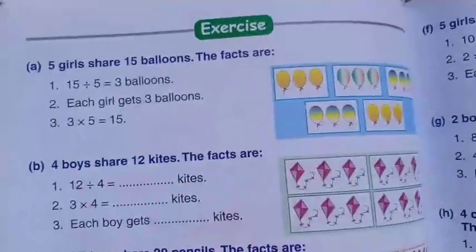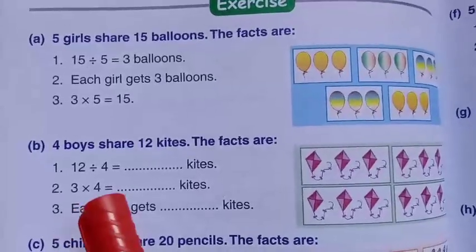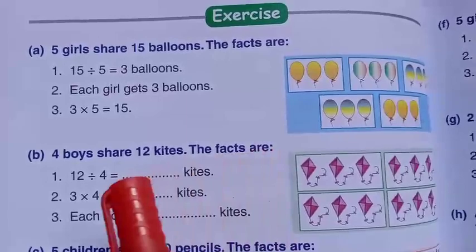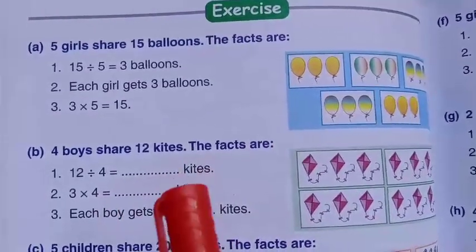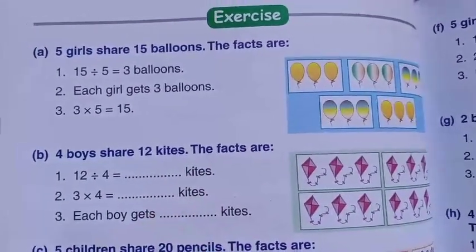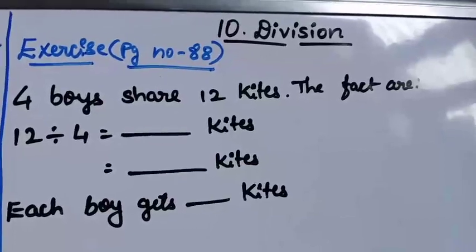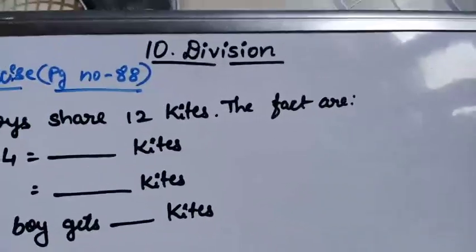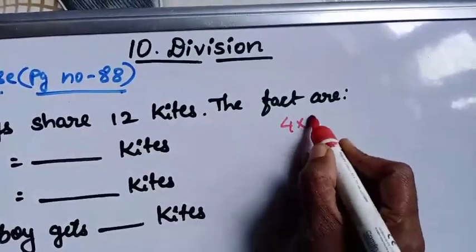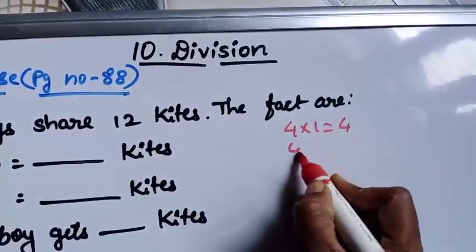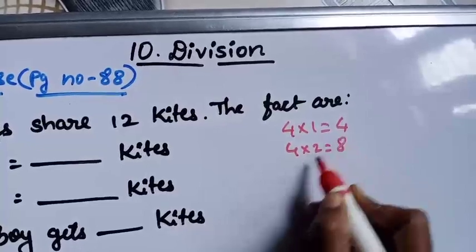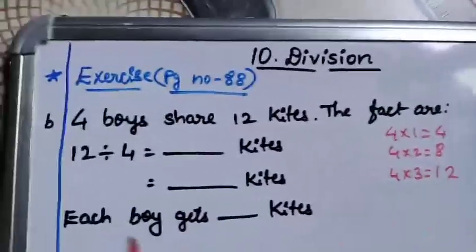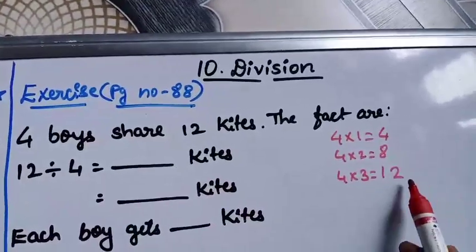Okay, now let's see the second one. 4 boys share 12 kites. The facts are, so here they have given. Let's solve this second one. The first method is 12 divided by 4. Let's find out the answer here. 4 ones are 4, 4 twos are 8, 4 threes are 12. Isn't it? We got the number 12. Then we have to stop.